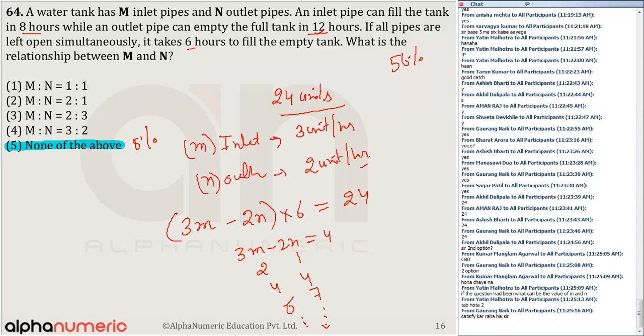The question is asking about the relationship between m and n. What is the relationship between m and n? Is it a 1 is to 1 relationship? Tell me. Who asked this question? Akhil did. Is this the relationship between m and n? Tell me, the relationship between m and n, is it 3m minus 2n equal to 4, or m is to n is 2 is to 3, or m is to n is 1 is to 1?